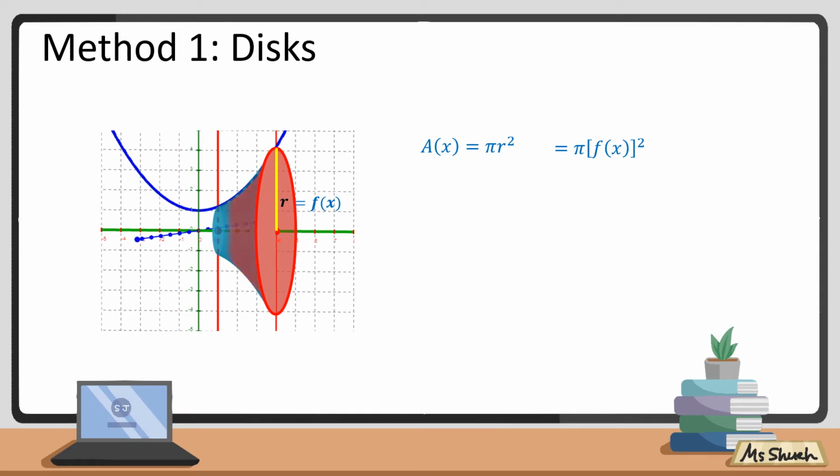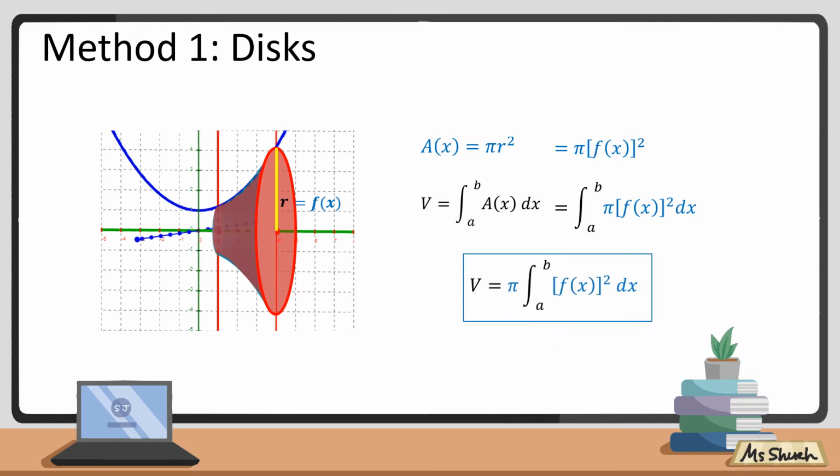We're going to integrate with respect to x because, again, when we're rotating about the x-axis, we're creating these cross-sections that are perpendicular to our x-axis. Therefore, we are going to integrate with respect to x. If we plug in the values, we have our formula. The volume can be found by pi times the integral from a to b of f of x squared dx.